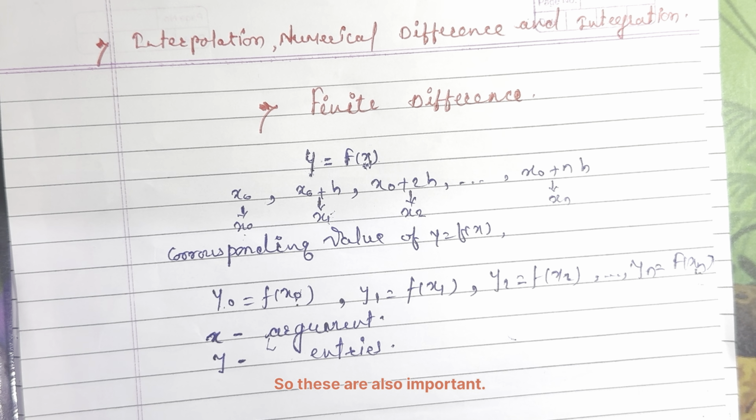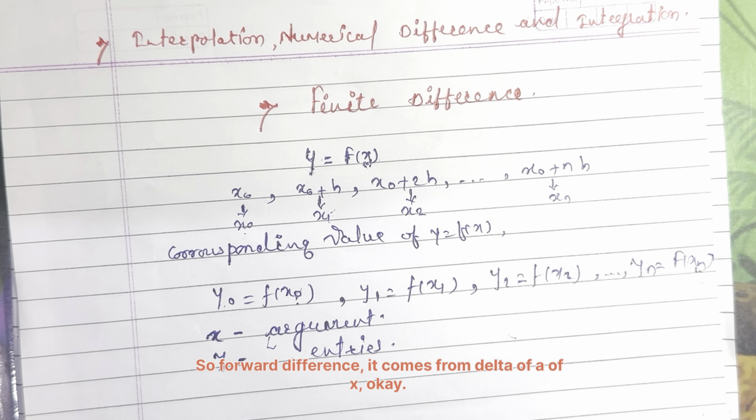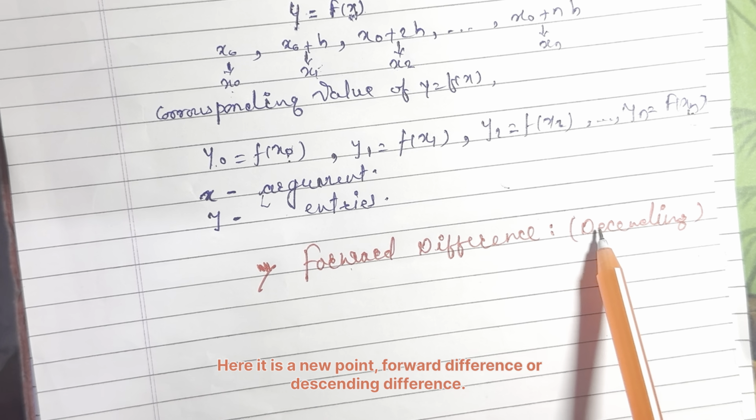Okay, so these are also important. Let's go for a forward difference here. Forward difference comes from delta of f of x. Delta is one of the notations we use in mathematics. Here it is a new point: forward difference, or descending difference.